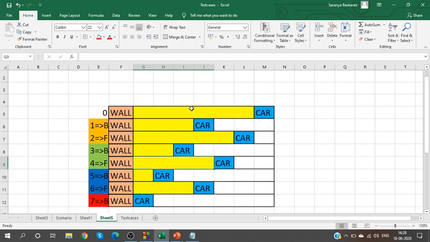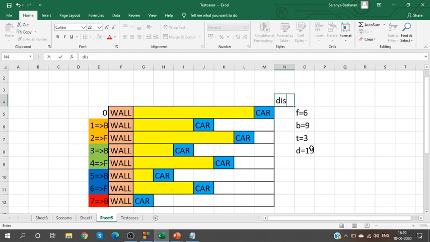Let's consider I'll move forward by 6 meters, backward by 9 meters, t is 3 and distance is 19 meters. Last time the distance was 18 meters, this time the distance is 19 meters. Okay. Usual calculation, say initially distance covered is 0. We are 19 meters away.